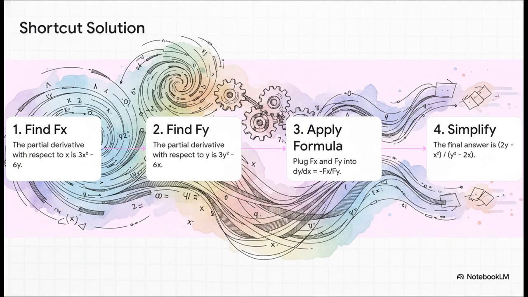Step 1, find the partial with respect to x. Done. Step 2, find the partial with respect to y. Done. Step 3, just plug them into our formula, not forgetting that negative sign. A little bit of cleanup in step 4, and we have our answer. Way faster than the old method, right? That's the power of having the right tool.